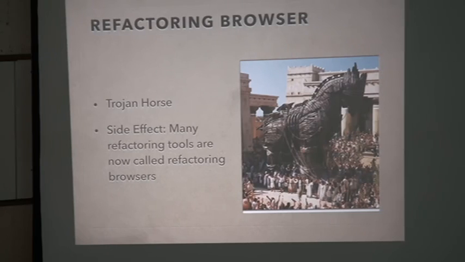The standard system browser in VisualWorks at the time had several issues. Everybody knew what they were. Just improve on that browser. And once you introduce them to the browser, you can say, oh, by the way, there's these other refactorings. And of course, that's essentially the Trojan horse effect. So that's what we did. And of course, the side effect of that is many other development environments now have things called refactoring browsers when they're really not the browser, like a Smalltalk browser.